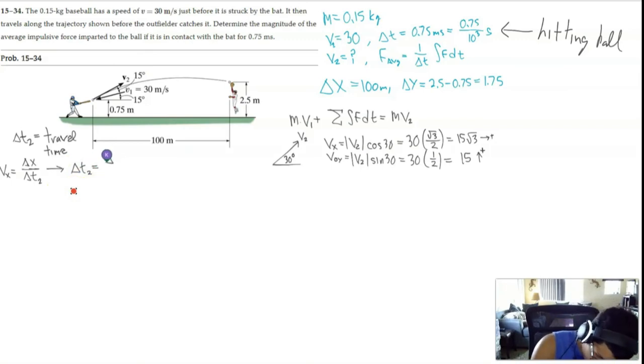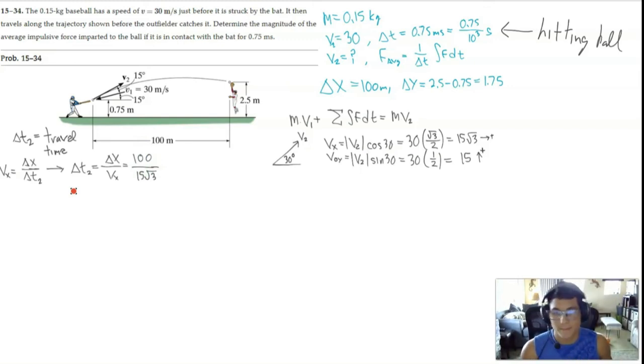This is equal to the change in x divided by Vx. And our change in x is 100, and our Vx is 15 over square root 3. Okay, well, this is important, and we'll just leave it like that for now. So we know our change in y, we know our change in time, but let's just call it t2. Okay, now we want to know the impulsive force, the average impulsive force.